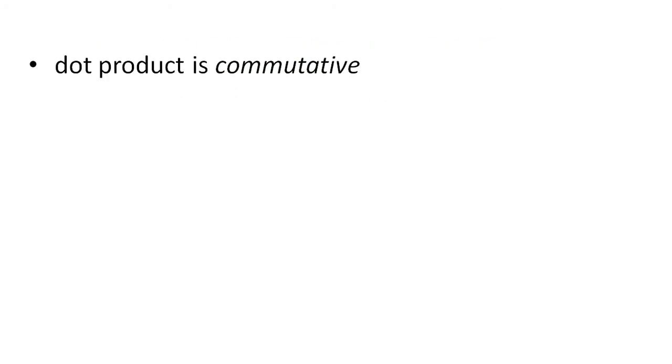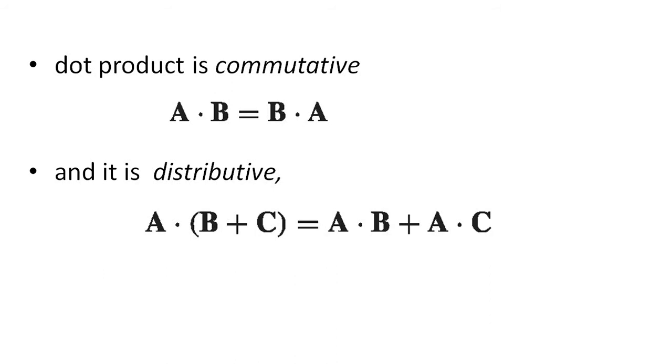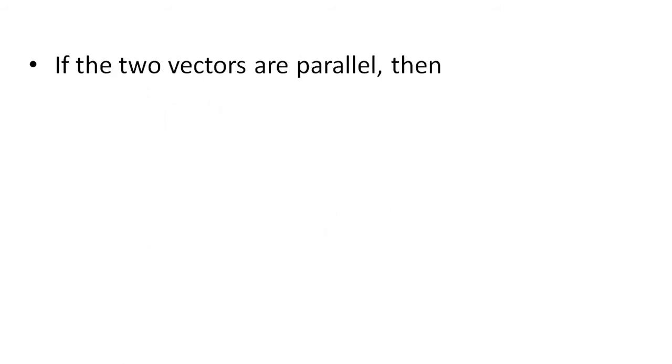Now, let us discuss some properties of dot product. Dot product is commutative, that is, A dot B equal to B dot A. Dot product is distributive, that is, A dot B plus C equal to A dot B plus A dot C. If the 2 vectors are parallel, then A dot B equals AB cos theta. As the 2 vectors are parallel, theta equal to 0, so that is equal to AB cos 0. Cos 0 equal to 1. So A dot B is equal to AB.